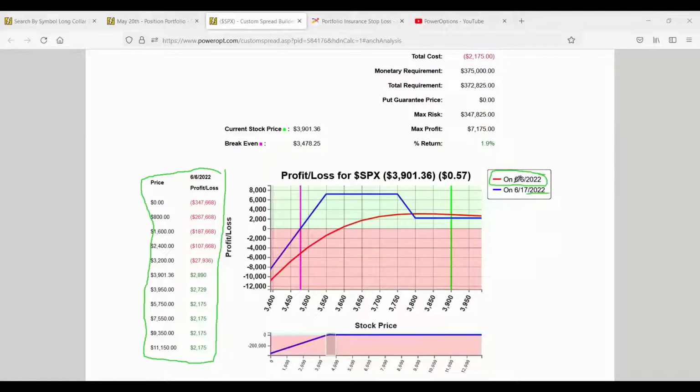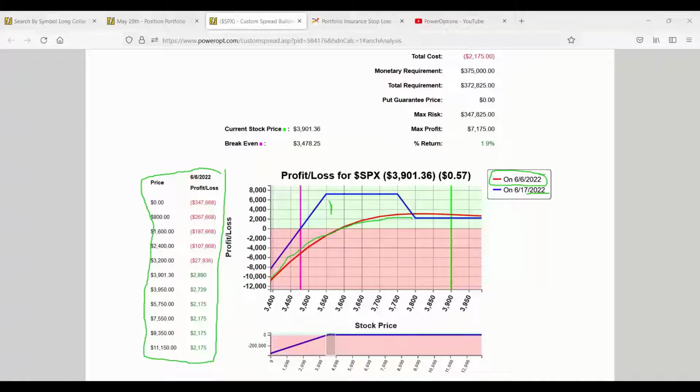I'm sorry, June 17th expiration. June 6th is halfway between those two positions. So that's why this curved red line is here, showing your expectations of profit points halfway between now and expiration. Why is it curved this way? Why isn't it closer to the full expiration?